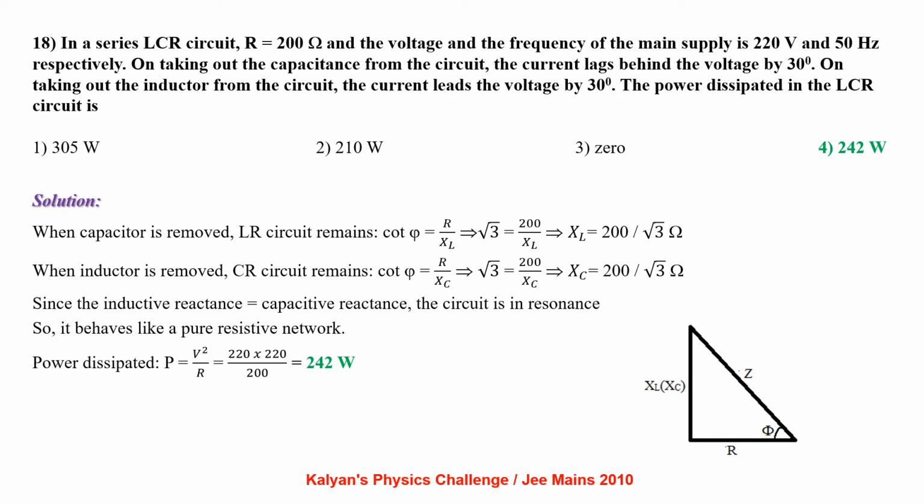As we can see, the inductive reactance and capacitive reactance both are equal here. That happens only under resonance conditions. So the circuit is effectively under resonance. Under resonance conditions, an LCR series network behaves as only resistive network. So the power dissipated is same as that of a pure resistive network, that is P equal to V square by R. That comes out to be 242 watt.